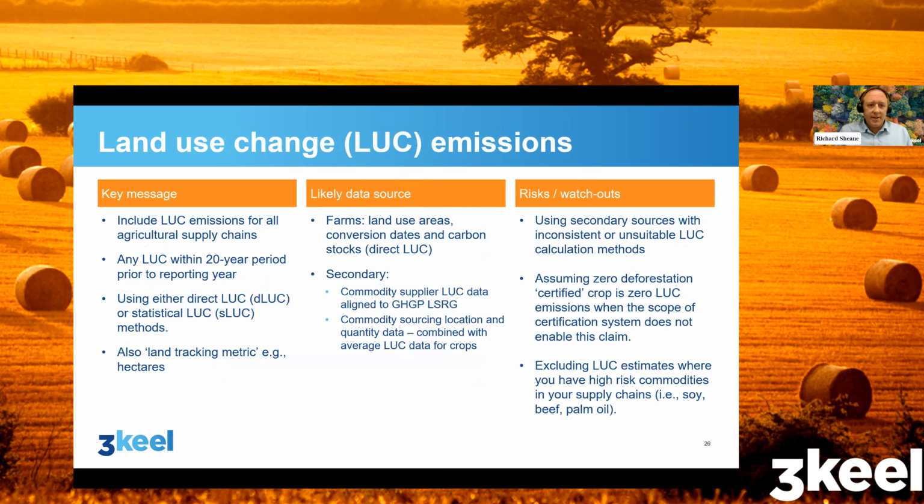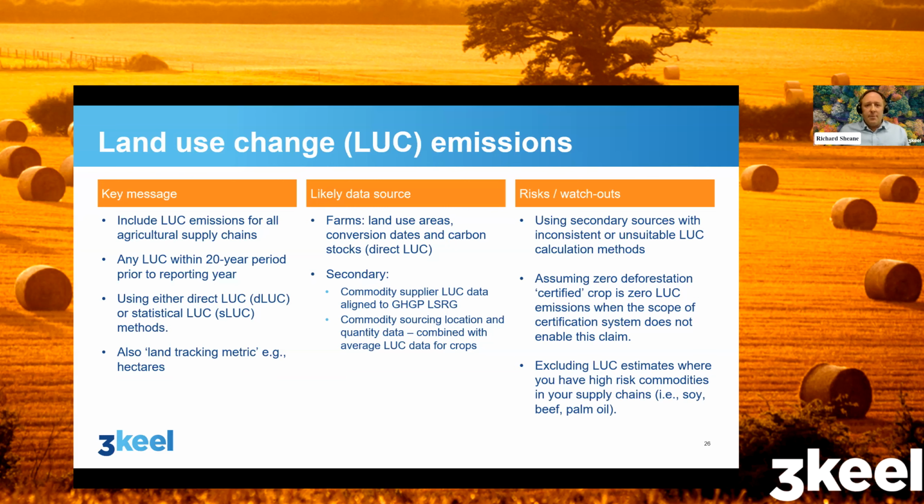So the third category of emissions is land use change. The key message here is that the guidance is saying you need to include land use change for agricultural supply, for land sector supply chains. They adopt this 20-year assessment period, which is very common and has been around for a while. It's in the IPCC, but it's also been used in other footprinting standards.